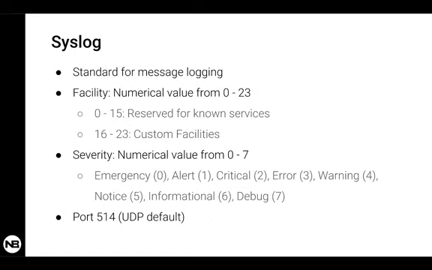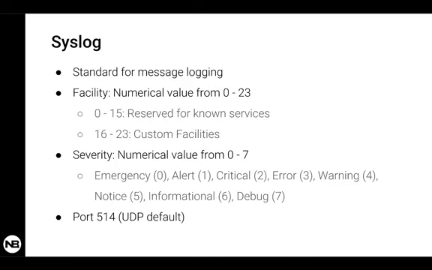There are two main things that you should be aware of for Syslog, which are facility and severity. Both are numerical values. Starting with facility, it is a numerical value that goes from 0 to 23, and the goal of the facility is identifying, with a numerical number, the daemon or the service that is logging a specific message. There are reserved facility numbers from 0 to 15.